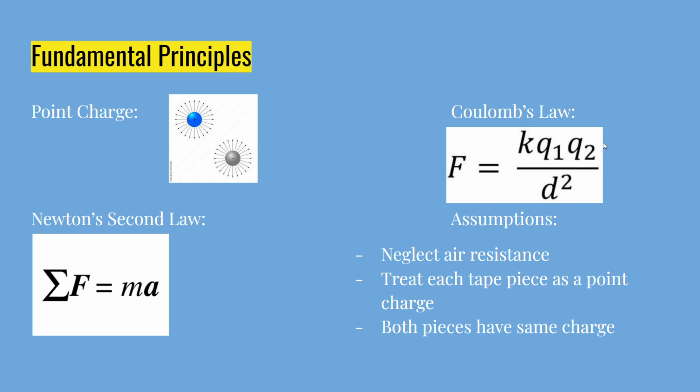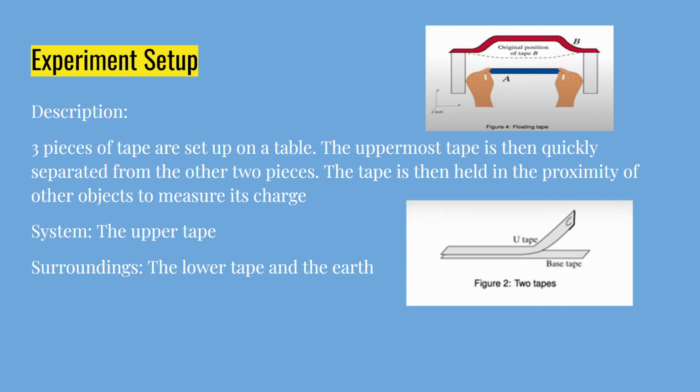And of course, with the electric force, we're going to use Coulomb's law, which is k Q1 Q2 over the distance squared. Our assumptions here are that we neglected air resistance and humidity. We treated each tape as a point charge, even though they both have an area, and both pieces have the exact same charge. Experiment setup.